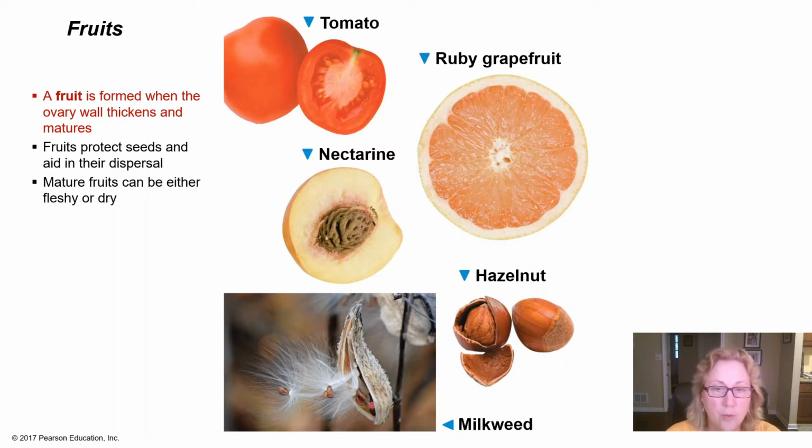This is from a milkweed. This is one of the plants that I brought into lab. And the milkweed fruit is a dry fruit, and it releases its seeds with these little umbrellas of hairs, and they are designed to be dispersed by the wind.